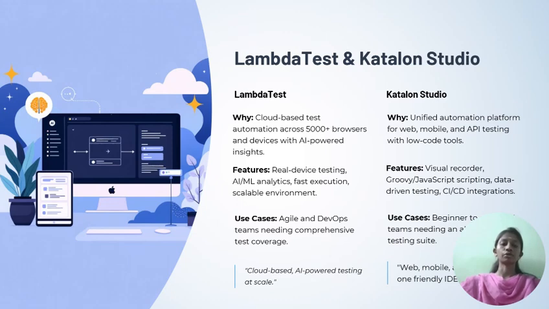Katalon Studio. Katalon Studio is an all-in-one test automation tool for web, mobile, and API testing. It is beginner-friendly because it offers low-code or no-code automation using a visual recorder, supports JavaScript scripting, and integrates with CI/CD tools easily. It's great for small to mid-level teams that want a simple yet powerful automation suite.